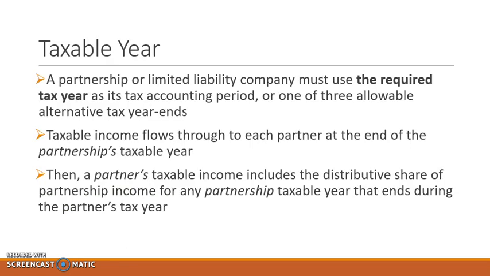So to start off with, a partnership has to have a required tax year as its accounting period, or it can use one of the three allowable alternative tax year-ends, which we will discuss in just a minute. So taxable income flows through to each partner at the end of the partnership's taxable year, and then a partner's taxable income includes the distributive share of partnership income for any partnership taxable year that ends during the partner's tax year. So you can see here that wording is very important. That's why it's italicized, so you can distinguish between partner and partnership, just to make it a little bit more clear.